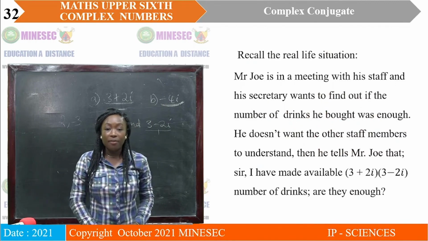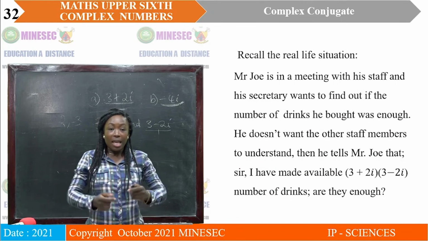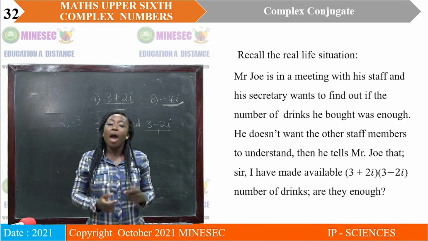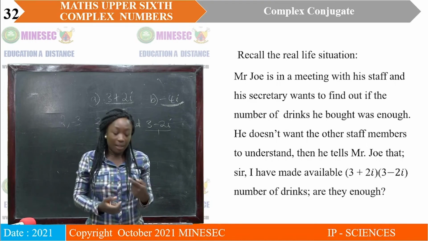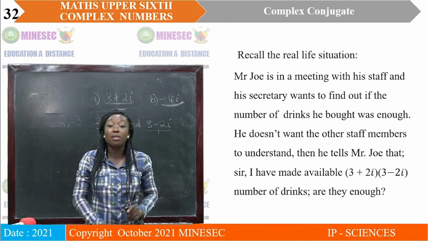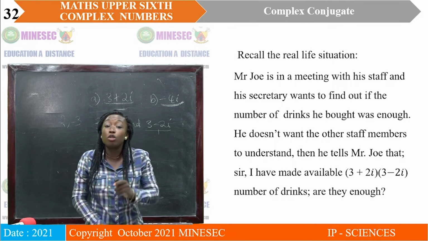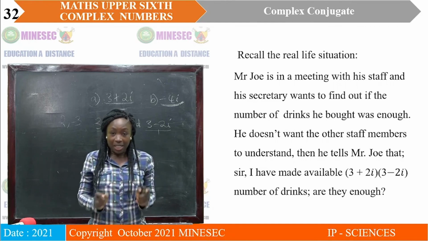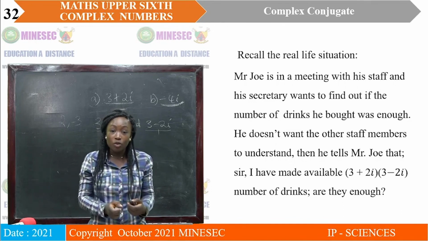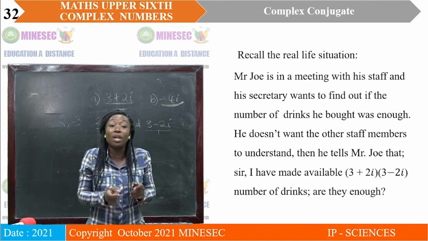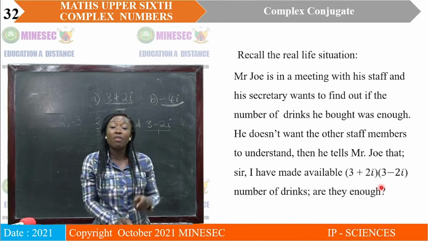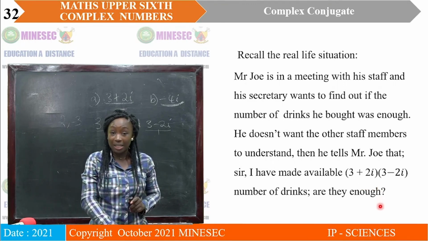Let's recall the real life situation. Mr. Joe is in a meeting with his staff, and then his secretary comes in and wants to ask him the number of drinks he has made available for the meeting. But he doesn't want the other members to be aware of the number he wants to mention to Mr. Joe. Now, I guess the secretary knows that Mr. Joe masters complex numbers very well. That is why he brought in the idea of multiplying two complex numbers that will give him the exact number of drinks he has made available.